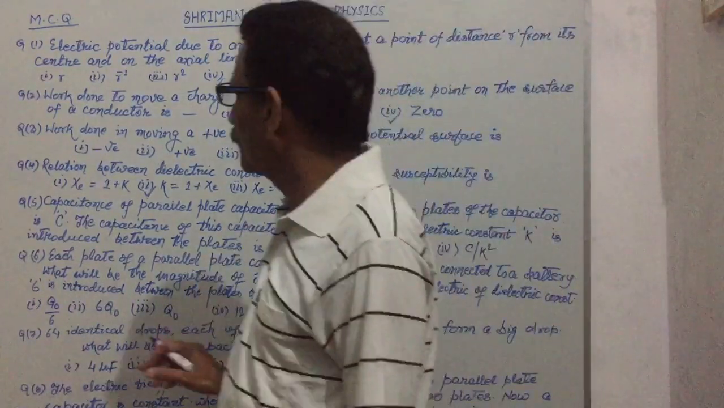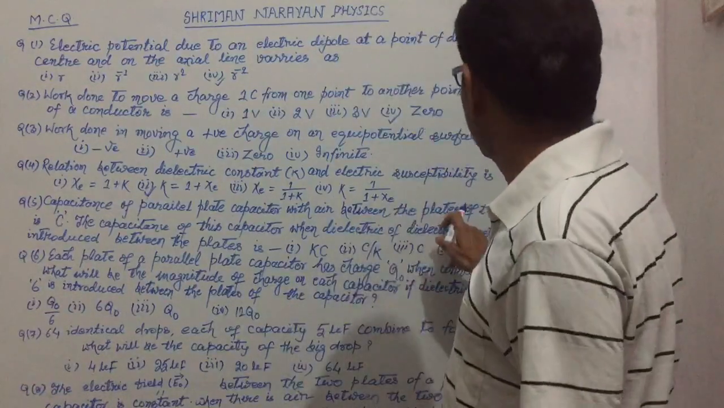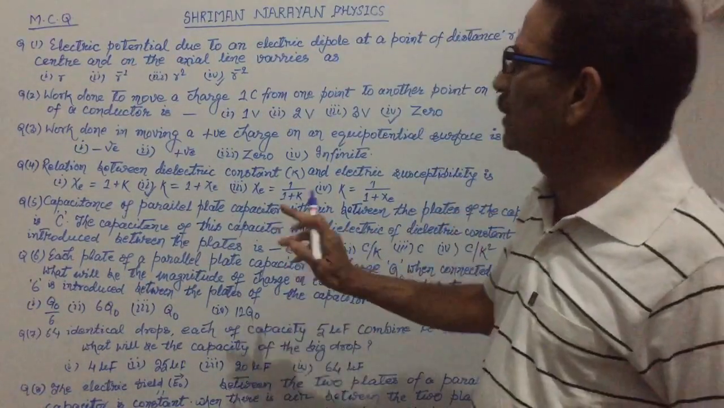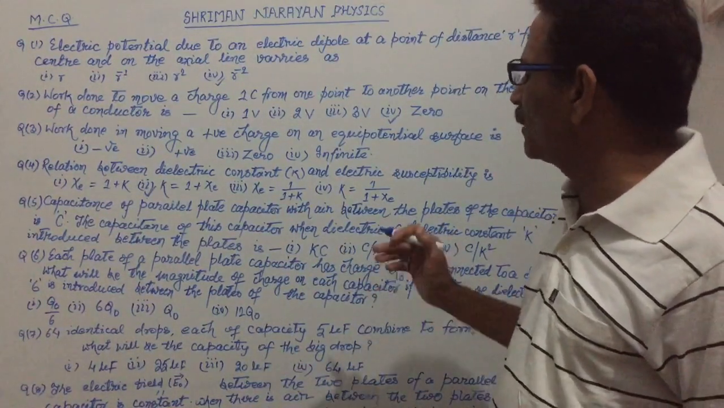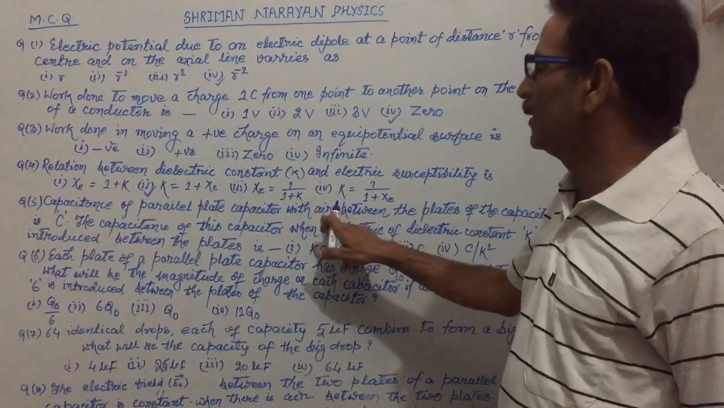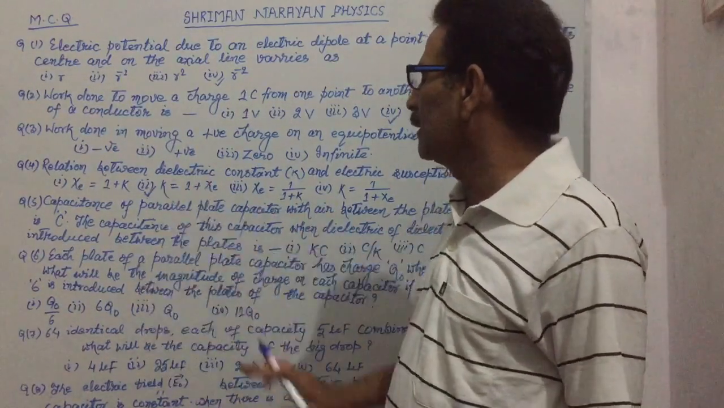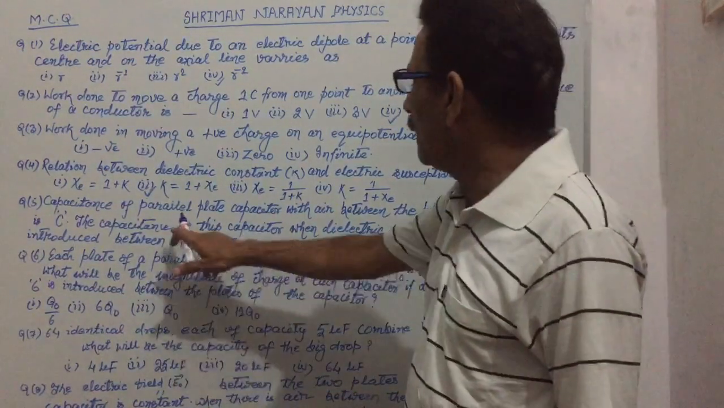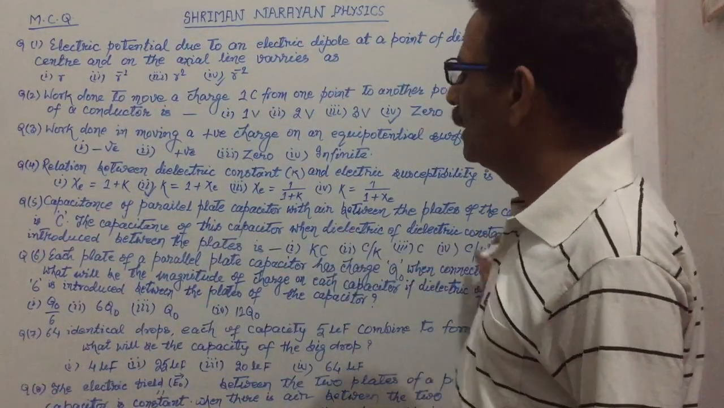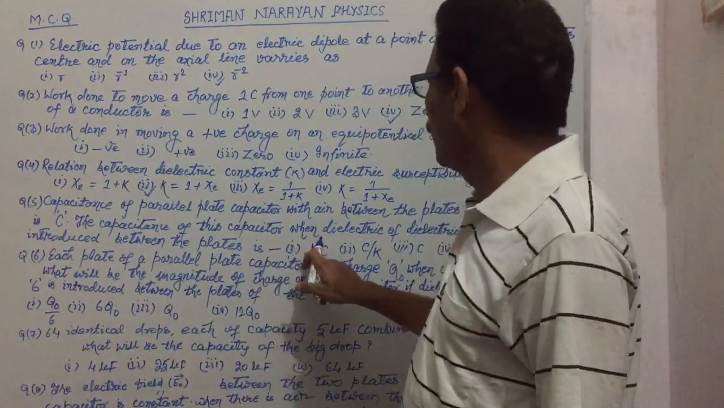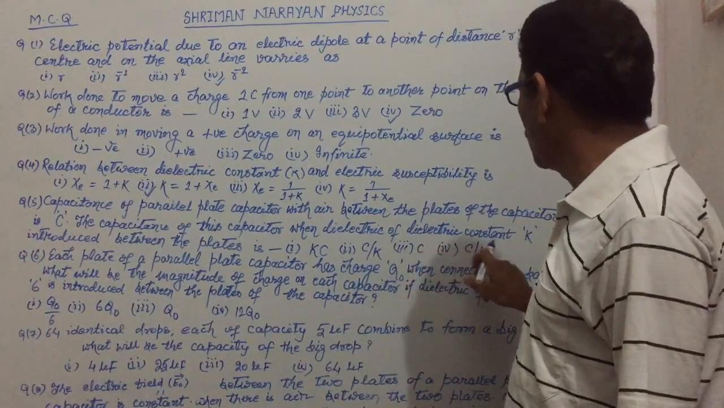Now question number 5. Capacitance of a parallel plate capacitor with air between the plates of the capacitor is C. I mean to say that there is a parallel plate capacitor and in between the two plates of the capacitor air is filled. In that situation, the capacity of that capacitor is C. Now the question is telling the capacitance of this capacitor when a dielectric of dielectric constant K is introduced between the plates is: first option K times C, second option C by K, third C, fourth C by K square.